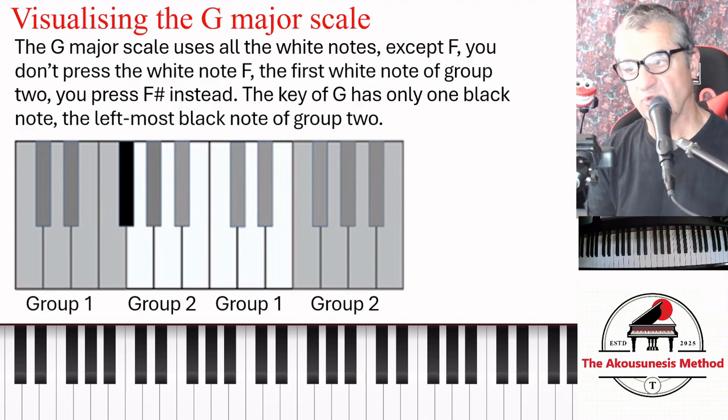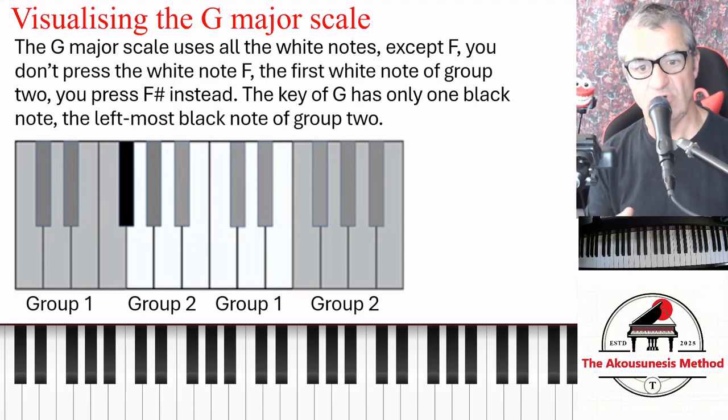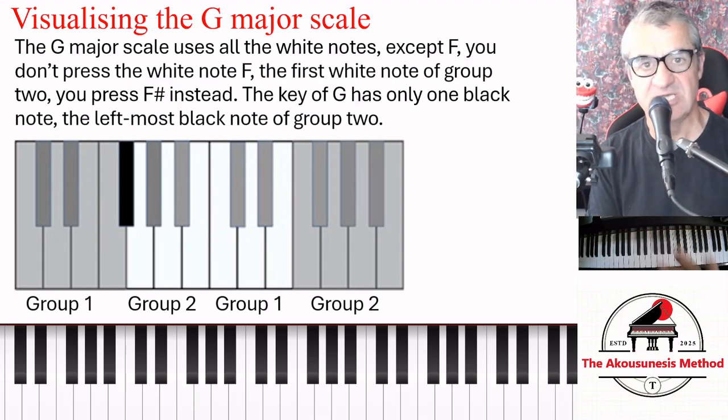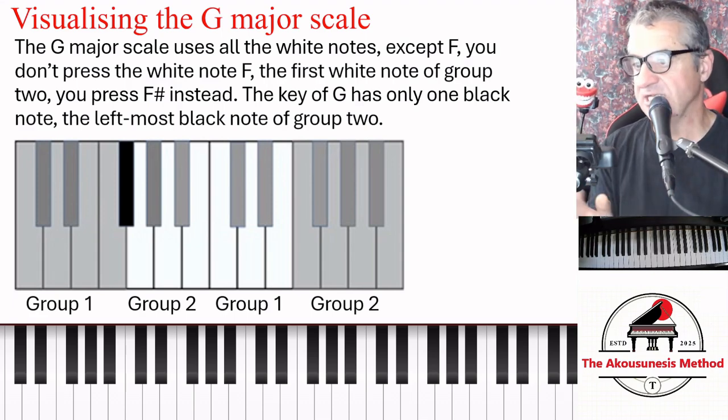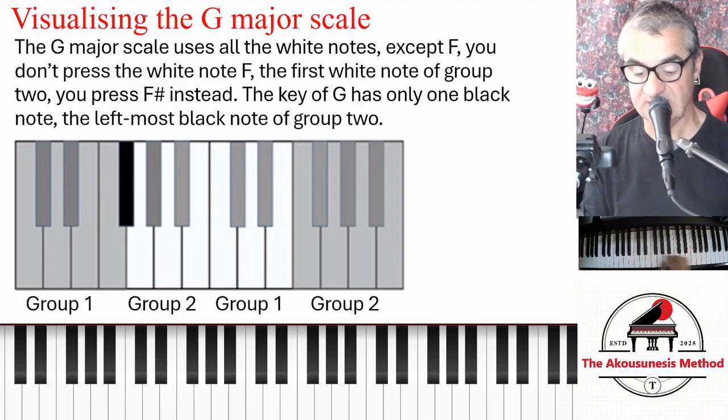The concept here is to bring different memory associations together, which helps you memorize. Now this works with anything you want to memorize. If you can associate something with something else, it helps your memory. So the first thing we're going to note here is that it uses all the white notes except the note F, so it doesn't use F, right? So you can remember that it just doesn't use F.